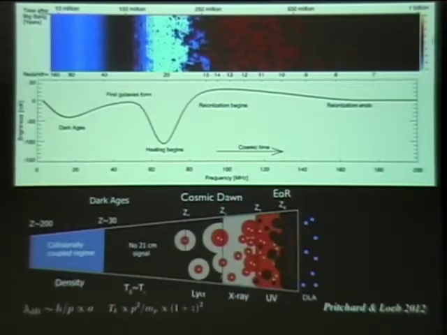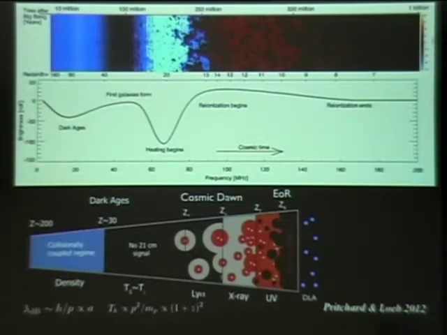So the kinetic temperature of gas, of non-relativistic particles, changes as (1+z)² faster than the change in the microwave background temperature, which scales only as 1+z. So once the gas decouples from the microwave background, at redshift 200, it starts cooling faster than the microwave background. At that point, it can be used in absorption. Because it's cooler than the microwave background, it absorbs the brightness of the microwave background behind it, and you end up with a negative brightness temperature in the 21 centimeter line.